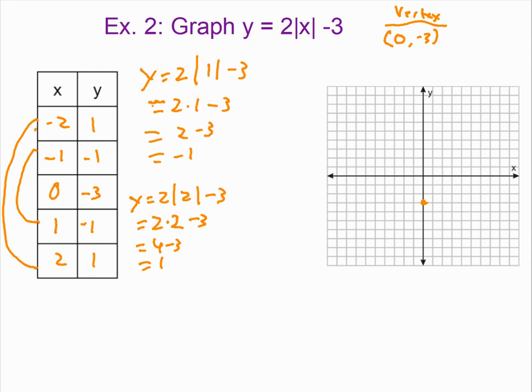So I'm just going to go ahead and graph it now. Okay, so I've got (-2, 1), (-1, -1). Got my (0, -3) here. (1, -1), and (2, 1). Just got to draw in my lines, and that's all there is to it. Okay, so that is how you graph an absolute value inequality.